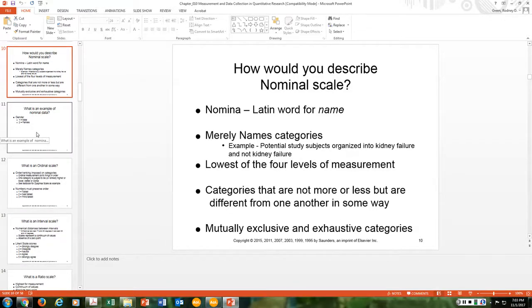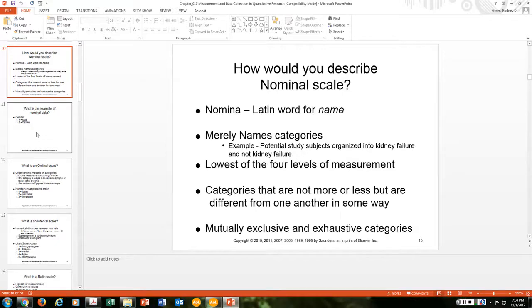So let's just talk about the nominal scale. The word nominal comes from the Latin word nomina, which means name. So with nominal scales, we are merely naming categories. For example, if you were doing a study on hypertension, you might want to organize the study subjects into 2 categories: those who develop kidney failure and those who do not develop kidney failure. Okay, so we're just naming a category.